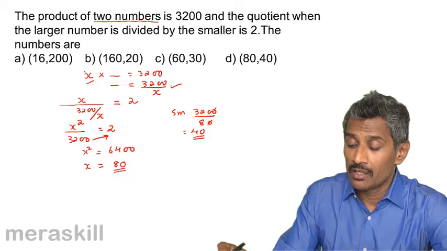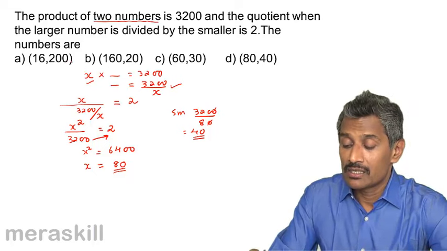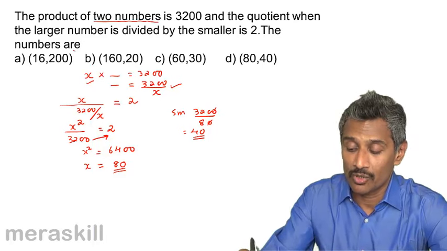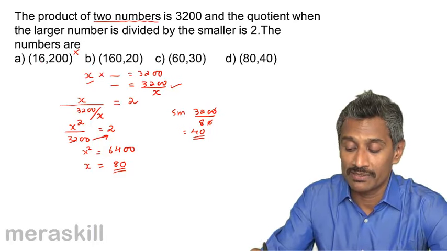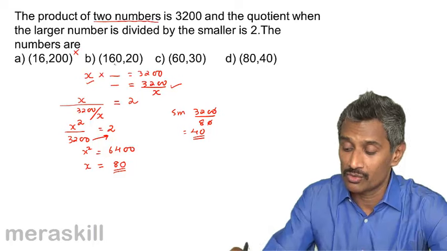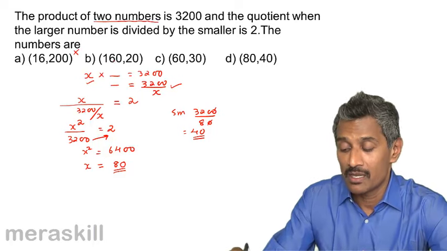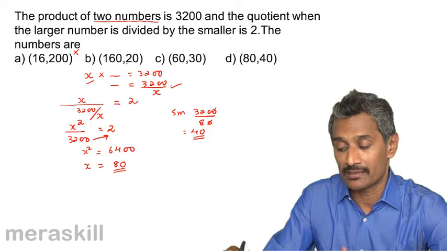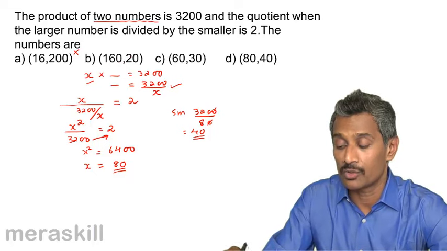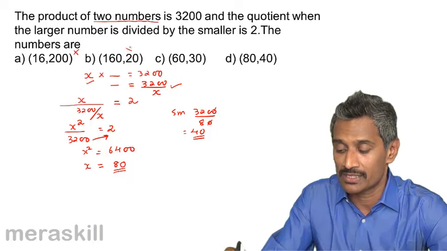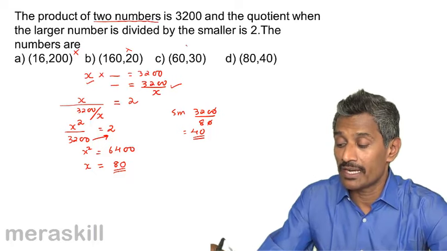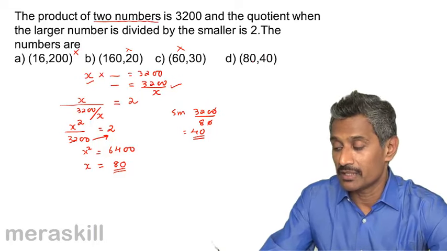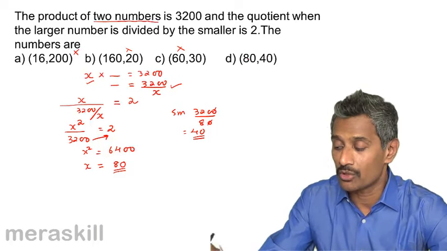Even over here, we can do it by substitution. This is in any case not possible because the bigger number cannot be 16 and the smaller number 200. So this one you can check it up and see. In this case, 160 into 20 is 3200, but when you divide, the quotient is 8. So this is out of question. Here also when you divide, the quotient is 2. So this is out of question. Since these three are wrong, this one has to be correct.